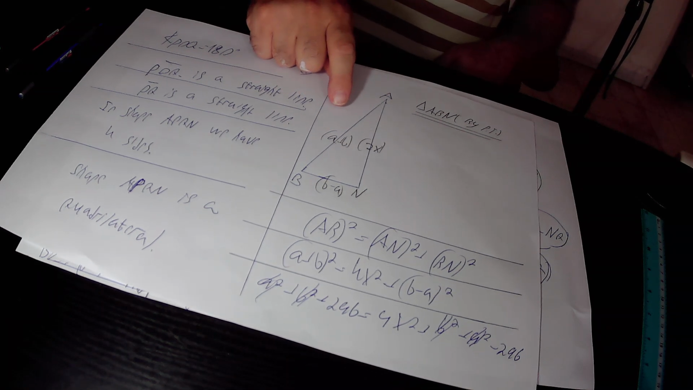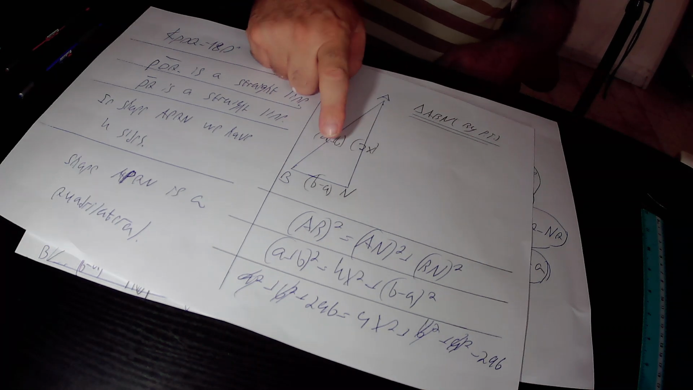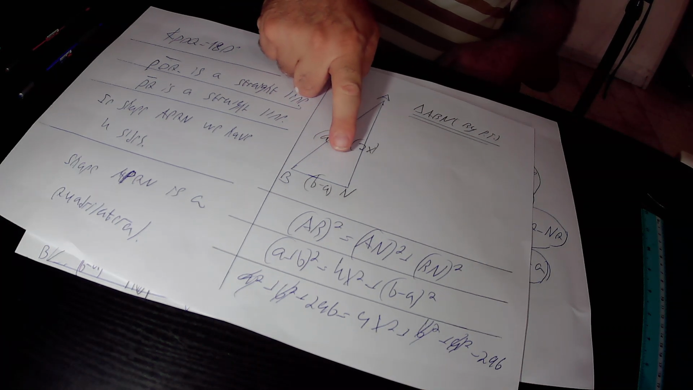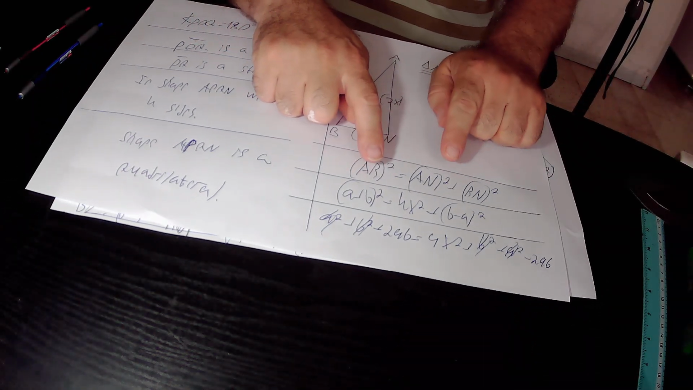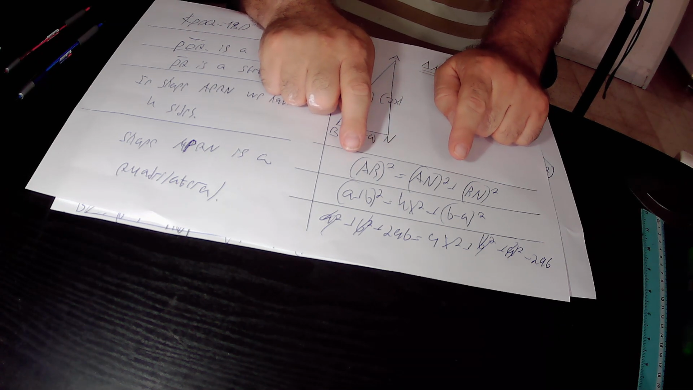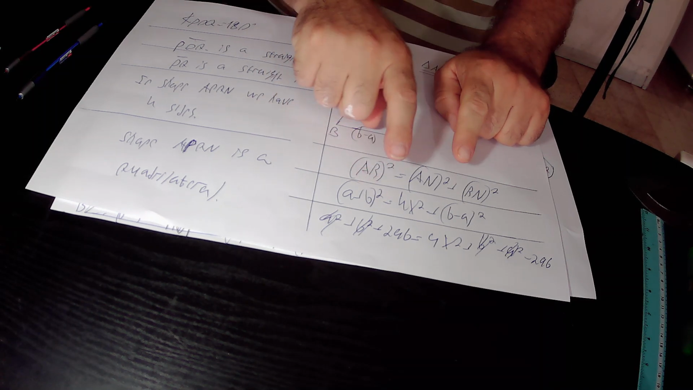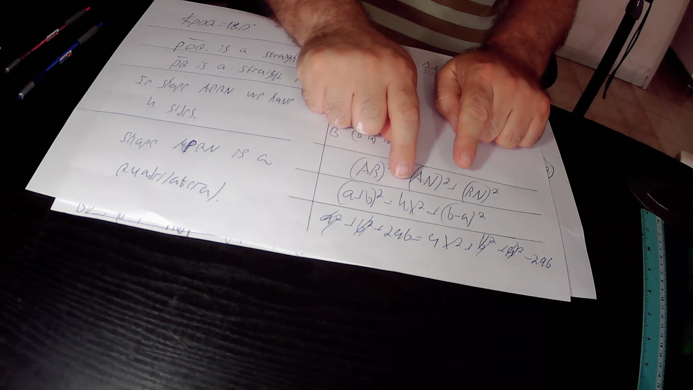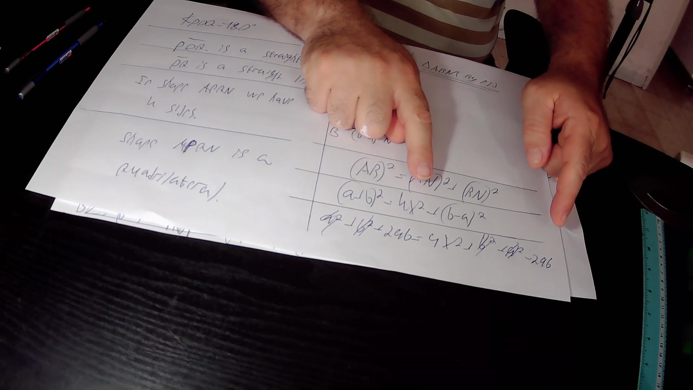So AB is a plus b, therefore AB squared is (a plus b) squared, and it equals AN squared. AN is 2x, therefore AN squared is 4x squared, plus NB squared. NB is b minus a, therefore NB squared is (b minus a) squared. So in total we found out that (a plus b) squared equals 4x squared plus (b minus a) squared. We open the brackets on both sides of this equation, and we found out that (a plus b) squared equals a squared plus b squared plus 2ab, and it equals 4x squared plus (b minus a) squared. (b minus a) squared equals b squared plus a squared minus 2ab.